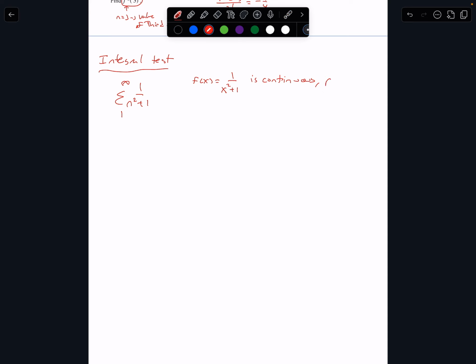And the function has to be decreasing. As n gets really large, the terms get smaller and smaller, which they do here. So: continuous, positive, and decreasing. After we establish that, then we can set up our integral.